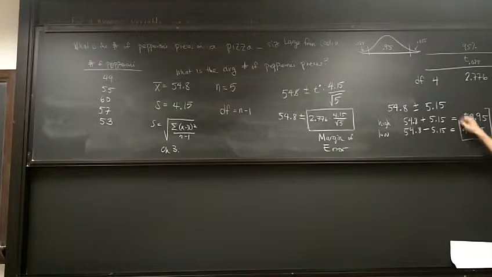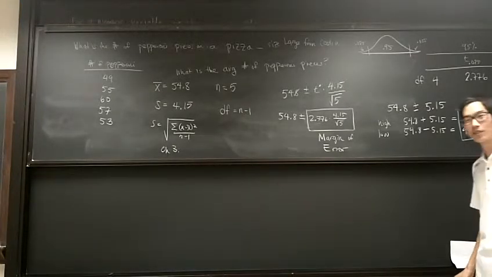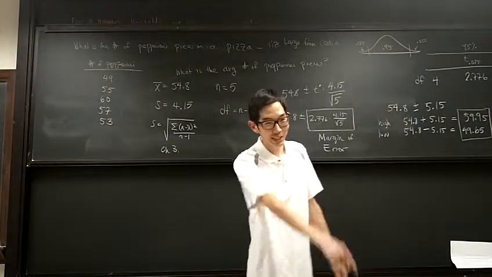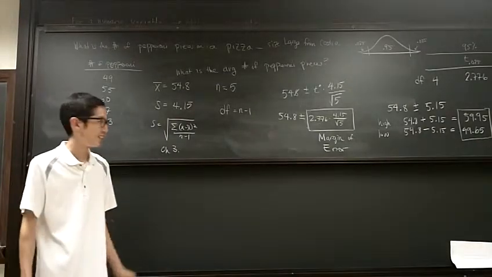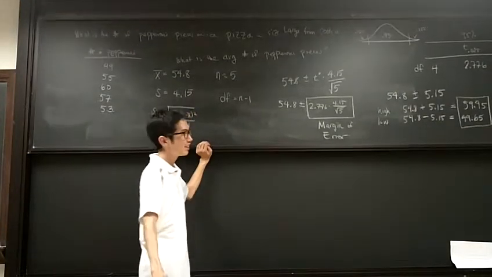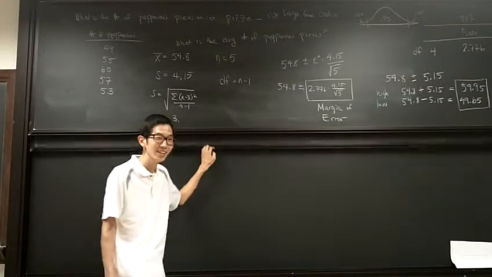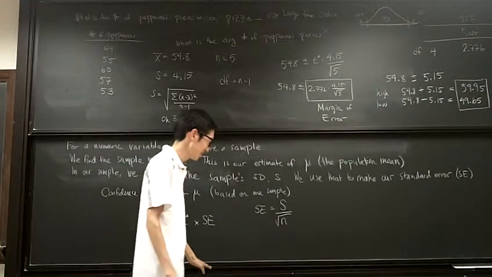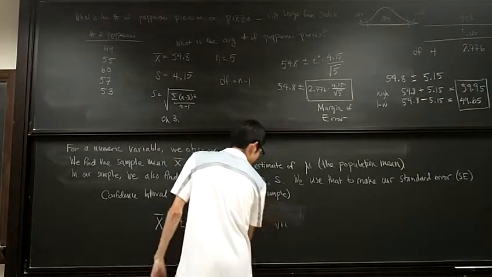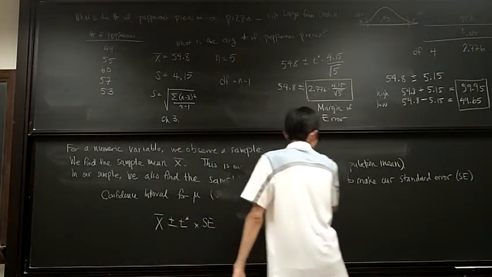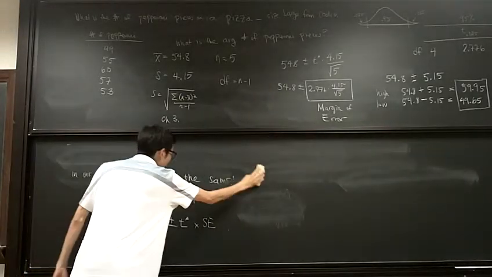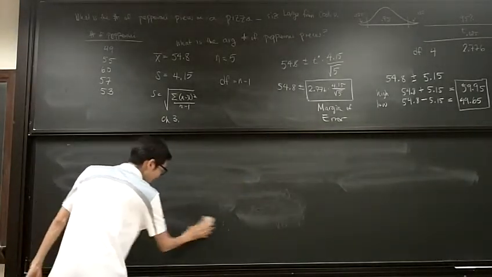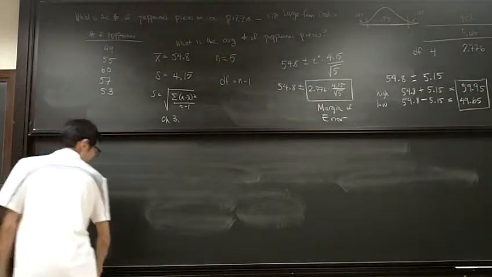So here's my 95% confidence interval. And what is the interpretation? I'm 95% confident that the population proportion is between 49.65 and 59.95. Okay. So I'll write this up. I think I heard something that's pretty good. But we'll just make sure we have our interpretation correct.